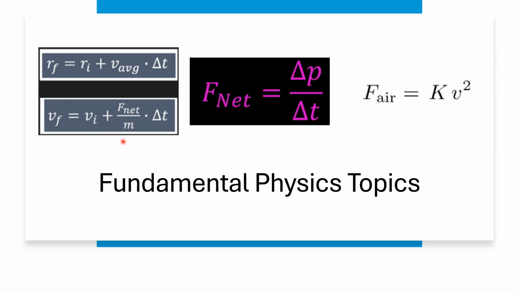We also use this to see when the terminal velocity is reached and how the terminal velocity affects the motion of the object. F net equals delta p over delta t shows that the change in momentum of an object over the change in time is equal to the net force on the object. Lastly, F air equals k v squared shows that k, the drag coefficient, times v squared equals the force of air resistance.